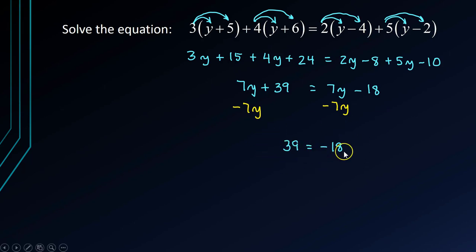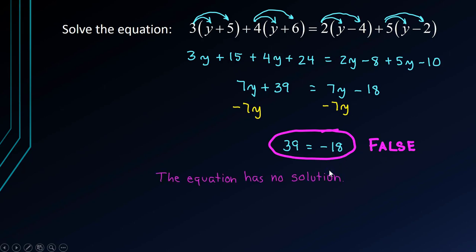The final answer I have here, or the result, I have 39 equals negative 18. Well, 39 does not equal negative 18, so this is a false statement. And because that is a false statement, the equation does have no solution, and the equation would be known as a contradiction.